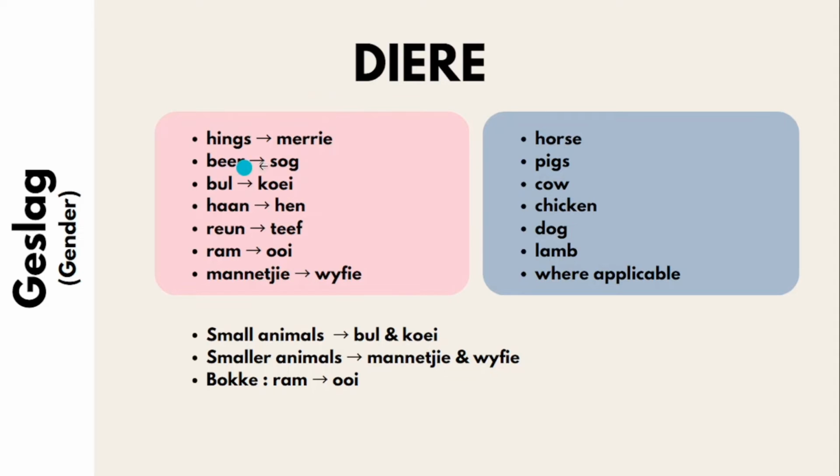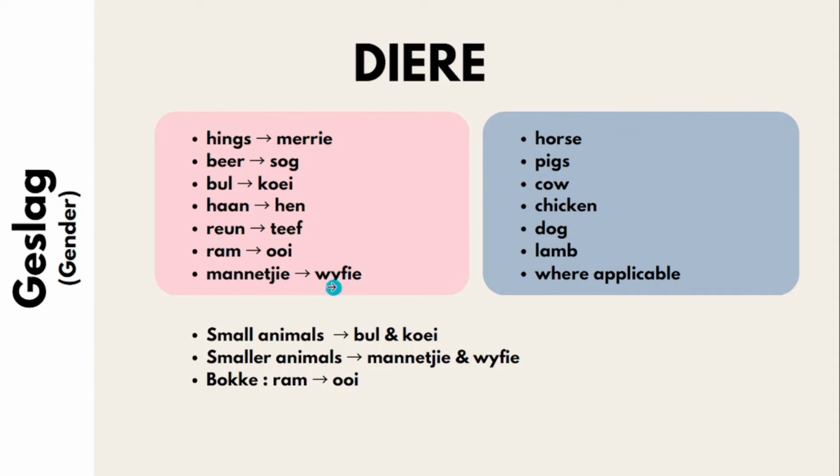Then you have beer and sog, and that's for pigs. Then you have bul and koei, typically for cows, but for other animals, as you'll see down here. Then you have haan and hen, which is for chickens. Then you have reun and teef, which is for dogs. And then you have ram and ooi, which is for lamb, typically, but can be used elsewhere. I think ram can be used elsewhere.